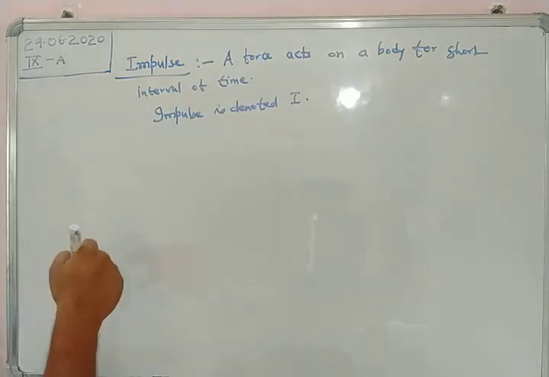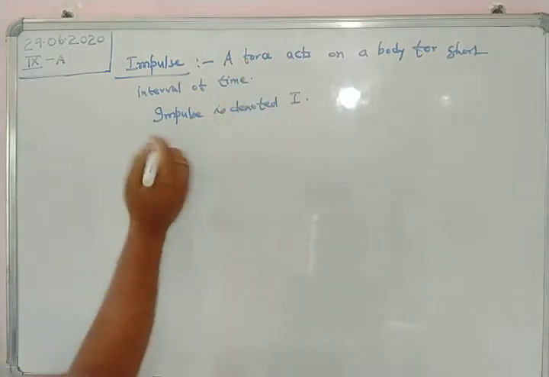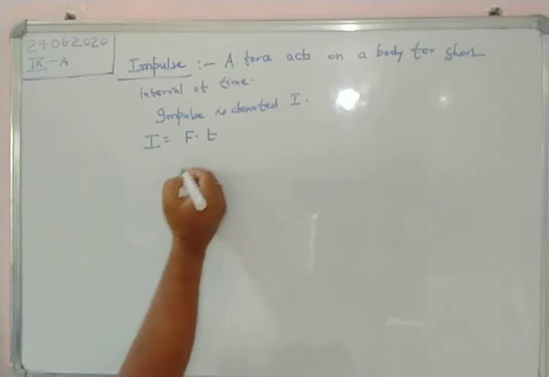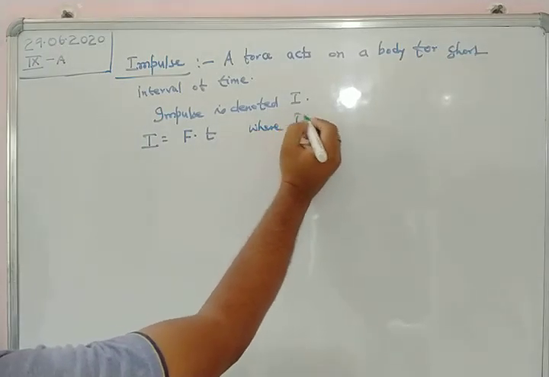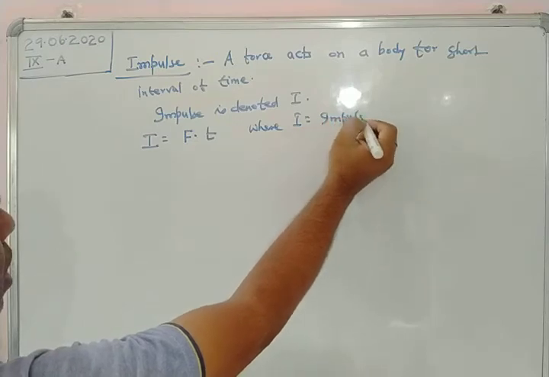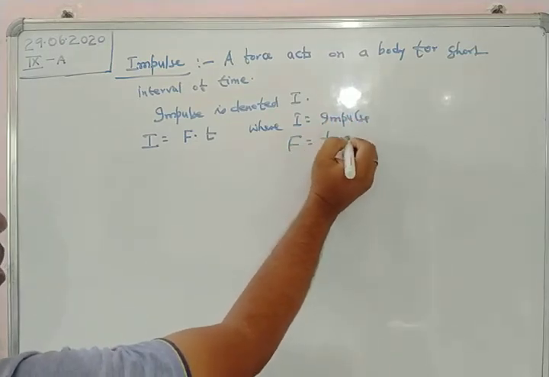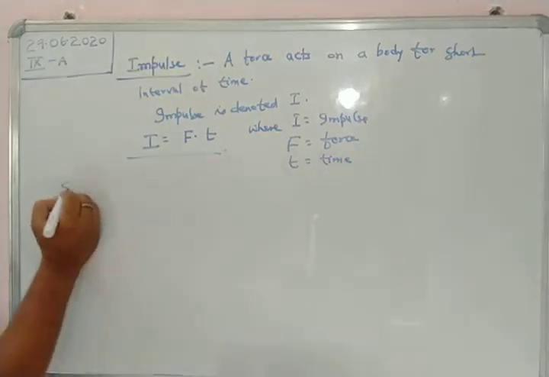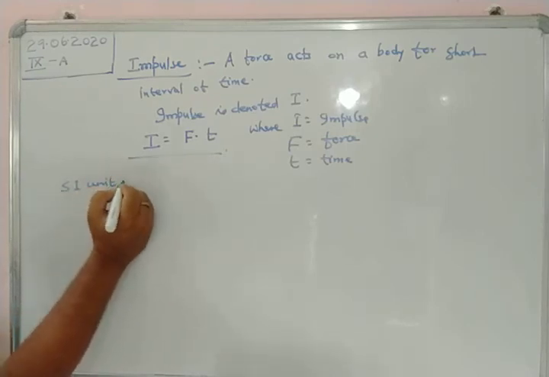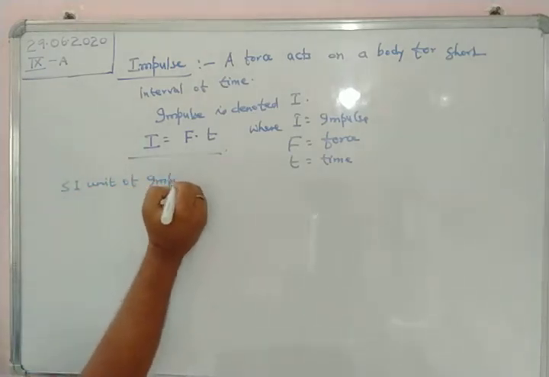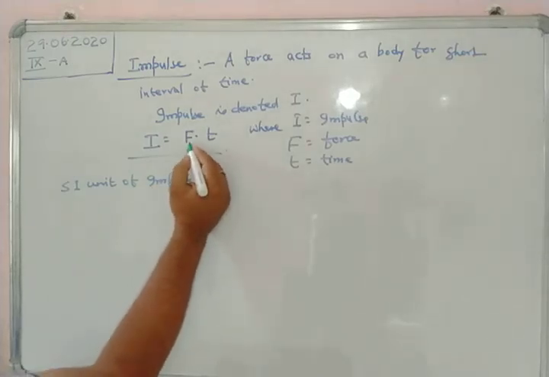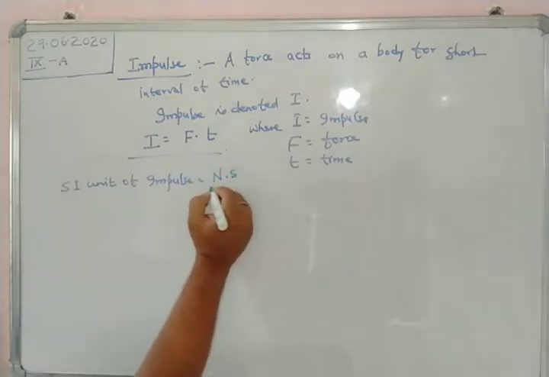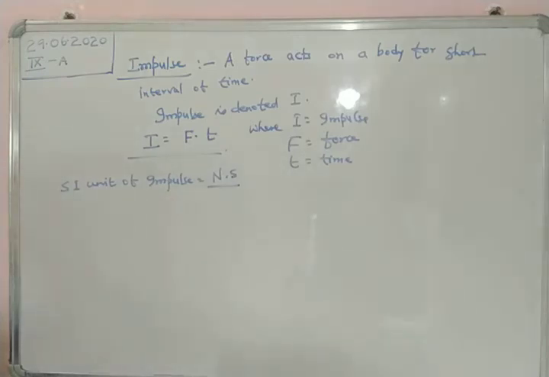There are two factors which are responsible here, force and time. So we can write I equal to F into T, where I equal to impulse, F equal to force, and T equal to time. So the SI unit of impulse: Newton is the SI unit of force, so Newton I am writing here. The SI unit for time is second. So Newton second is the SI unit for impulse.